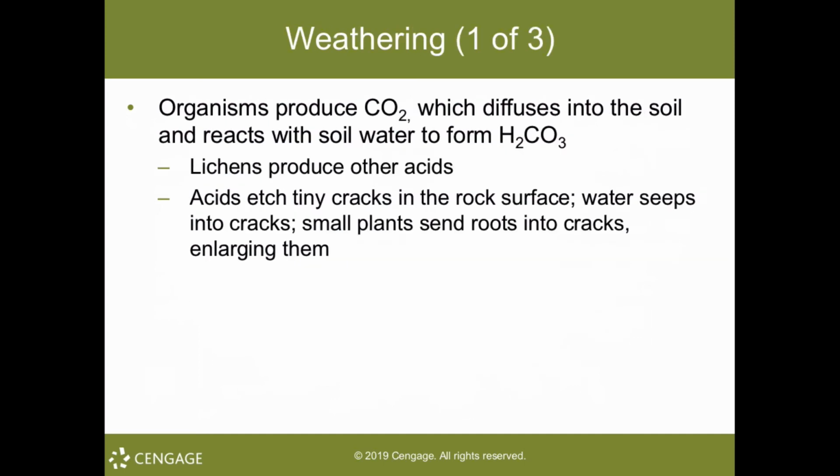So to be brief, organisms produce carbon dioxide, which diffuses into the soil and reacts with soil water to form carbonic acid. The lichens produce other acids, and those acids etch tiny cracks into the rock surface, and then water seeps into the cracks, and then the small plants send roots into the cracks, enlarging those cracks.